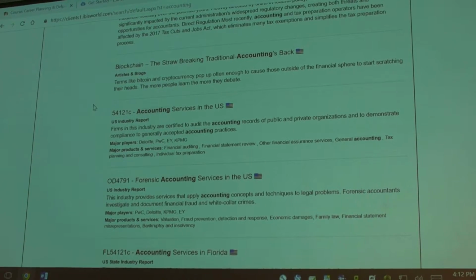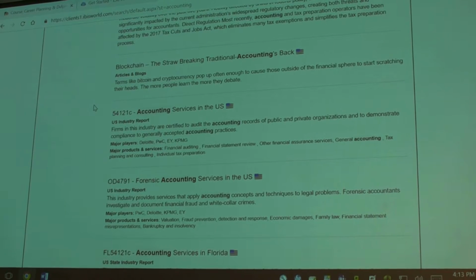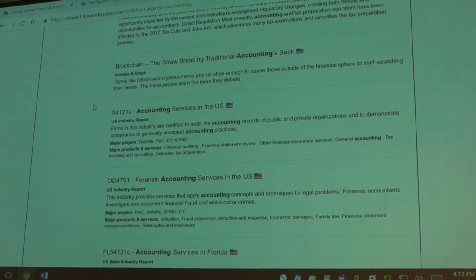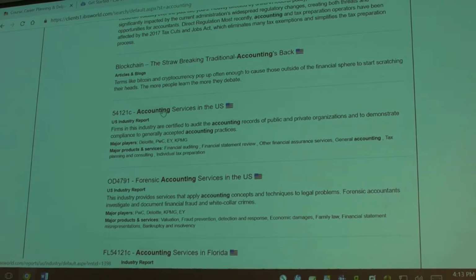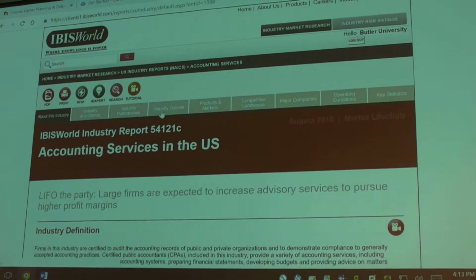It'll have the industry name, and it'll say "in the U.S." So it's a broad report on the entire country. IBISWorld has started preparing reports for states. So for example, accounting services in the state of Illinois. So that's even more specific. Unfortunately, Indiana is not one of the states that they are currently writing those reports for, but they eventually will. Let's go ahead and open up this one here, accounting services in the U.S.